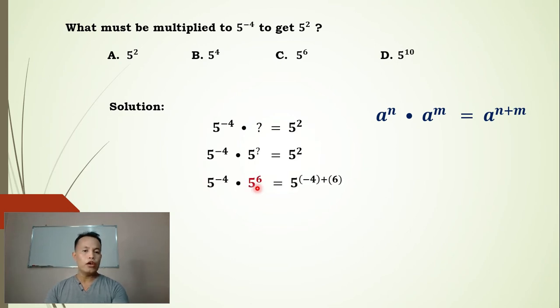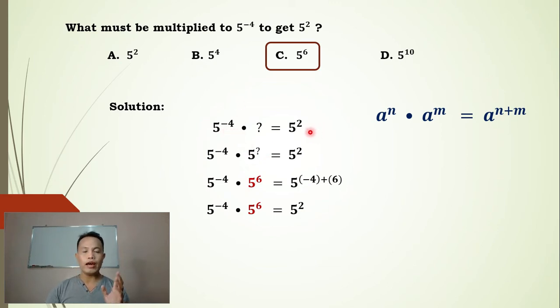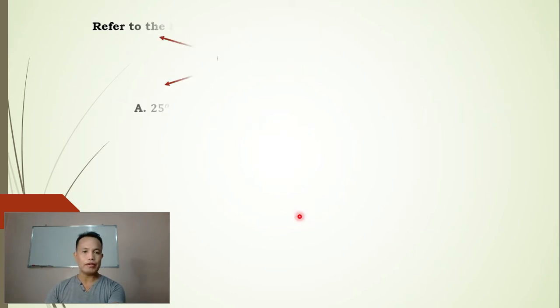In this case, when we multiply 5 raised to negative 4 times 5 raised to 6, we copy the base 5 and add the exponents, negative 4 plus 6. This is equal to 5 raised to 2 because negative 4 plus 6 is positive 2. Therefore, the number to be multiplied to 5 raised to negative 4 so that we can have an answer of 5 raised to 2 should be 5 raised to 6. Okay, let's proceed to another example.